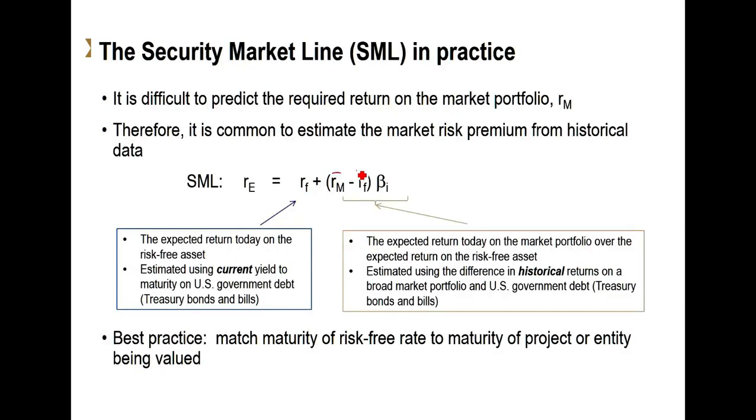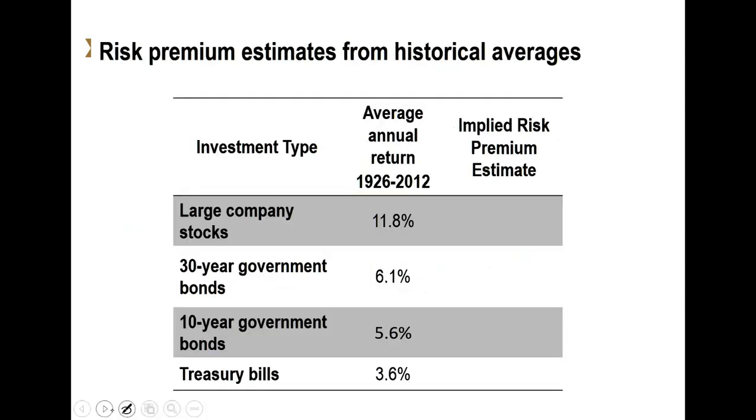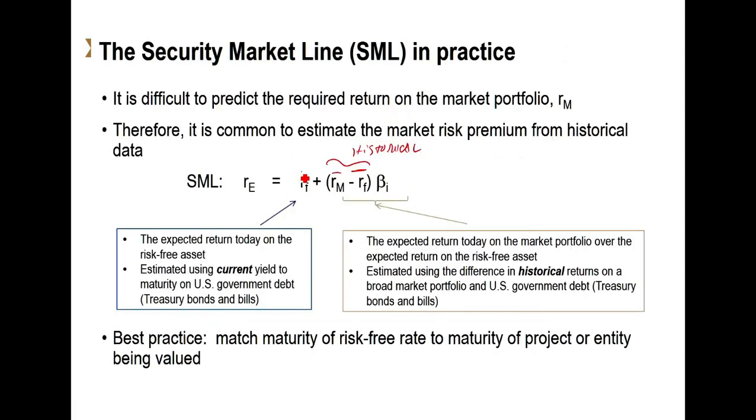Don't forget that these are historical averages. This is not. So while this is historical, right? Okay. Because we were trying to find the price of risk. Sorry about that. This is not historical. This is the current yield to maturity.